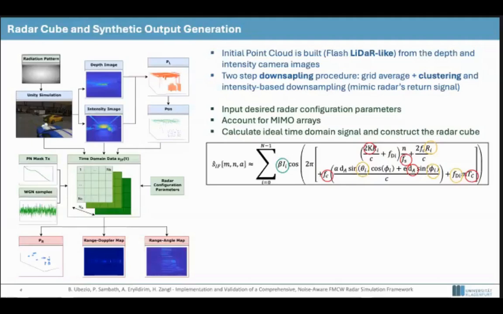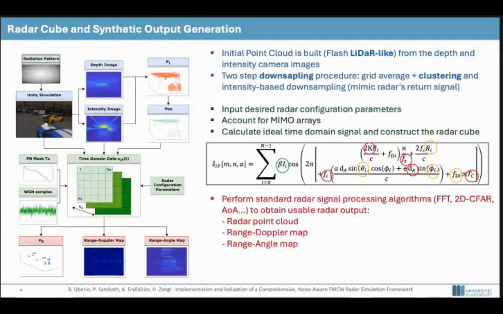And finally, there is also a relation that we have here between the intensity obtained from the camera and the amplitude of this waveform, right? This is useful to detect targets. Then we basically perform all the standard radar signal processing algorithms. You can choose whatever you want if you're the user of this simulation, and you obtain the radar output, which is not only the point cloud that we're interested in, but also the range Doppler map, where you have velocity information, and the range angle map.